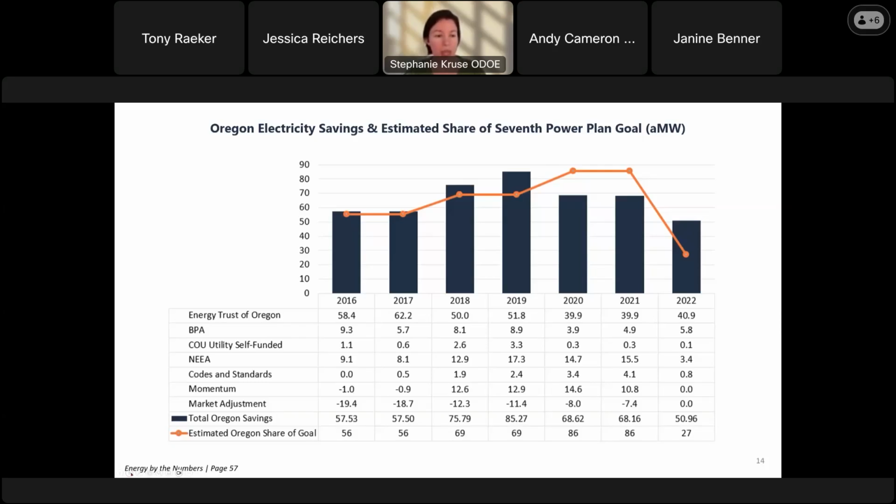This chart shows Oregon's estimated portion of the regional power plan efficiency goals. You can see a trend of declining savings, that's the vertical bars, over the last 3 years, as well as the reduced target for 2022, shown as the line going across the years.